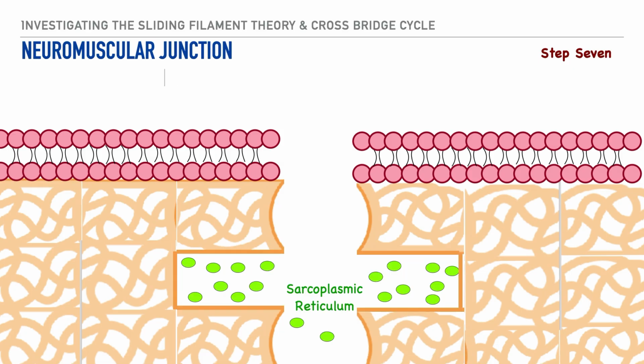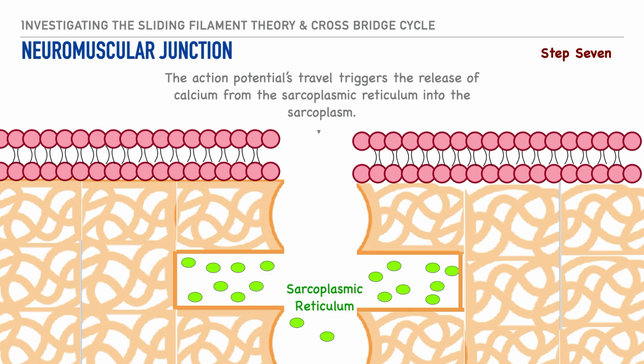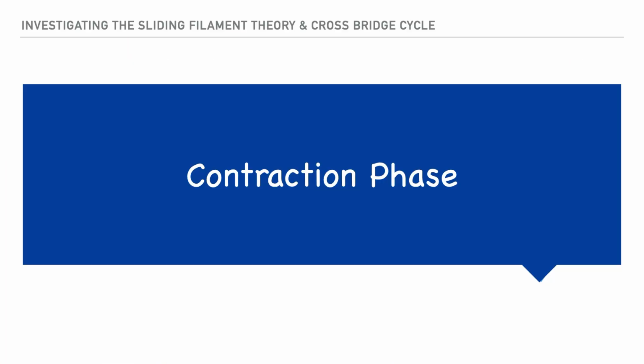Now, as the action potential travels down the T-tubule, it triggers the release of calcium from the sarcoplasmic reticulum, which is the orangish meshwork that you see here, and its job is to both store and release calcium. Now, let's pick up with our second phase, which is the contraction phase. It's here that we'll find a process referred to as the cross-bridge cycle take place. Now, this cycle showcases the particulars of the actin and myosin filaments during muscle activity.